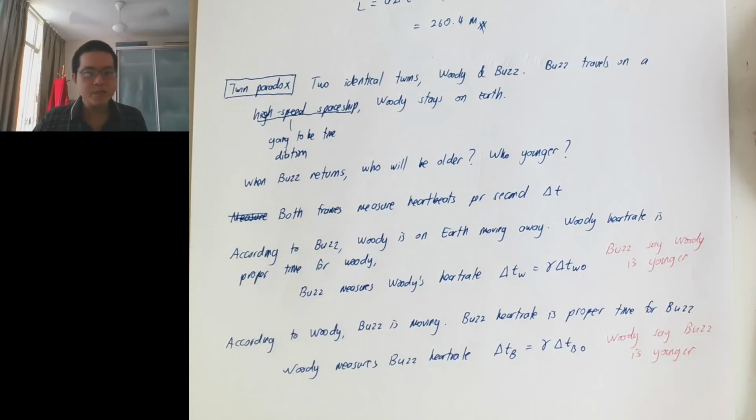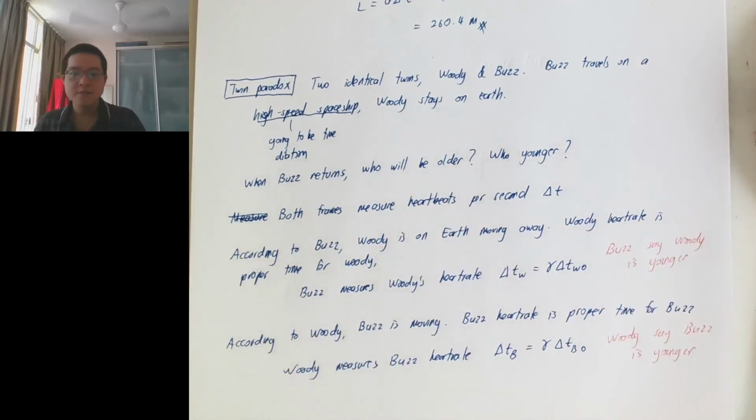But they cannot both be true, right? Eventually Buzz will return to Earth, and when they stand side by side, you can definitely answer the question of who is younger. If you see the movie Interstellar, or some of you have already got the solution, we know the correct answer: Buzz is younger. So what is the mistake in this calculation here?